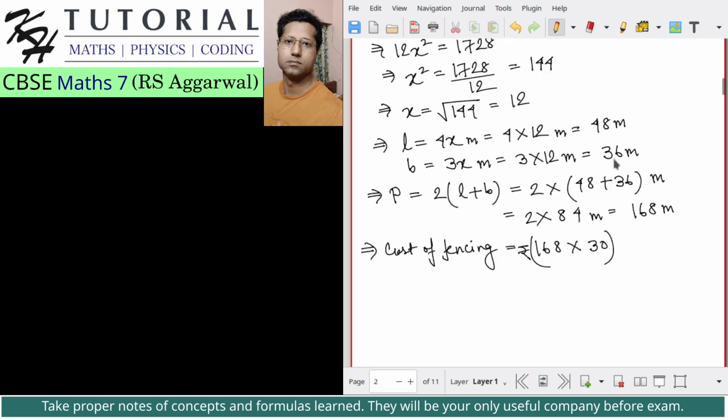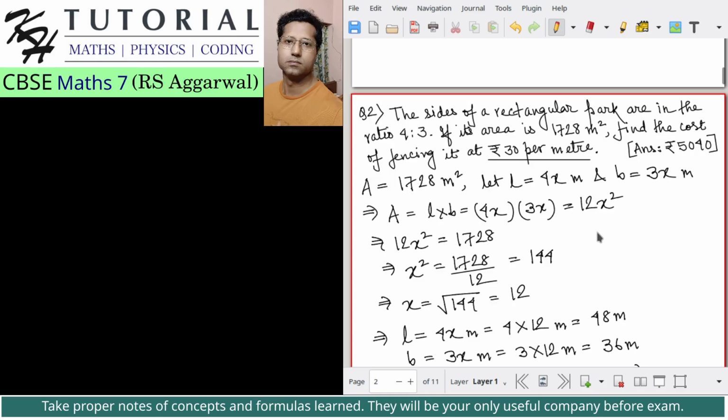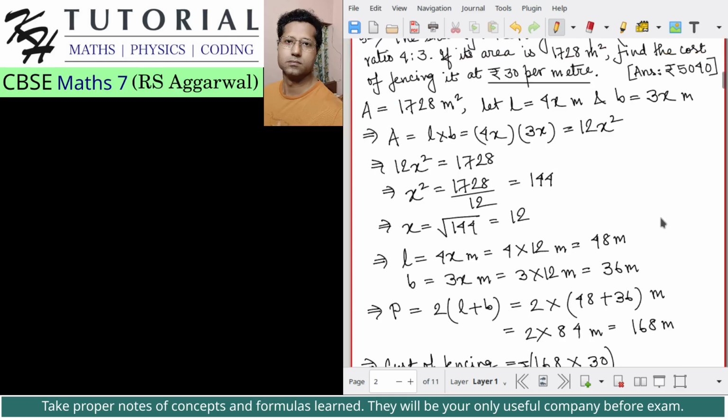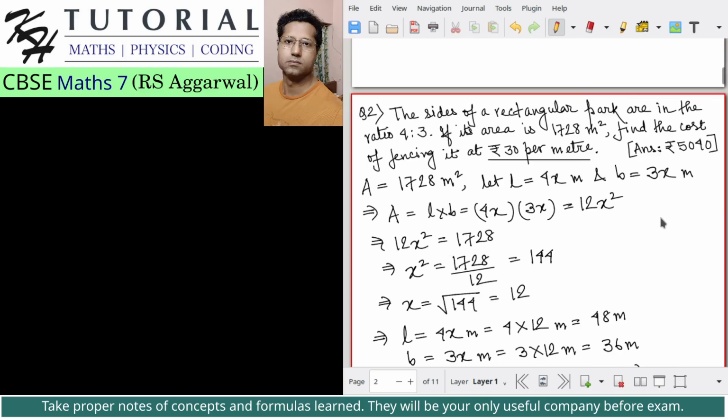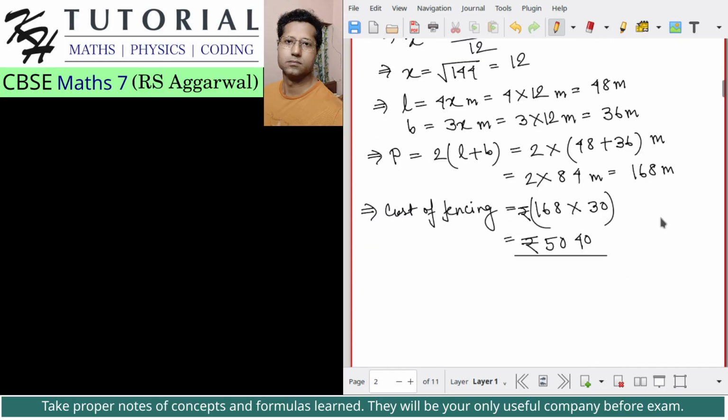Okay. So the cost of fencing will be rupees 168 multiplied by 30. So this is rupees 5040. 5040 should be the answer, and the answer is correct. Okay, let's see the next problem.